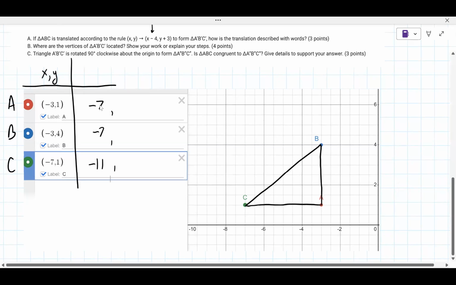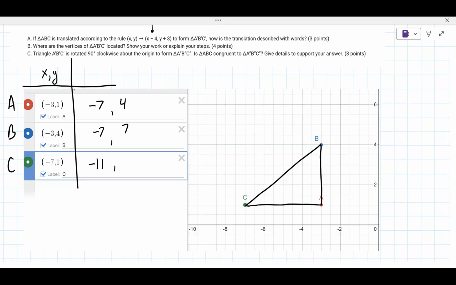The way the brain works is we're really good at doing one thing at a time. We actually can't multitask. Even if people say they can, they're not. You're always switching between tasks. So it's easier to just do one thing over and over again. The y, you're actually adding 3. That's 4, 7, and 4. These are your new ordered pairs. This is your A prime, your B prime, and your C prime.